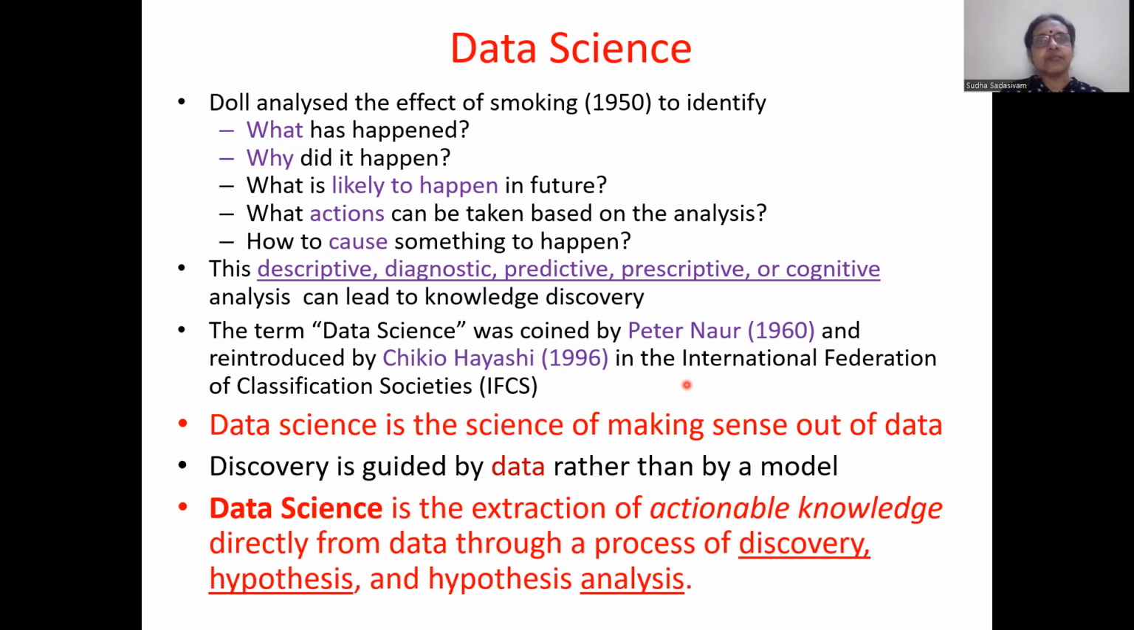Data science is nothing but basically making sense out of data. This making sense, or the discovery process, is completely guided by data rather than by the model, as in the previous generation. Data science is the extraction of actionable knowledge directly from data through the process of discovery, hypothesis, and analysis of the hypothesis. So, data science is simply making sense out of data. Making sense out of data can be done in an automated fashion or manually. Data science involves both.